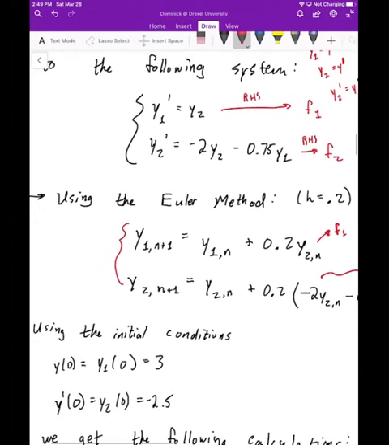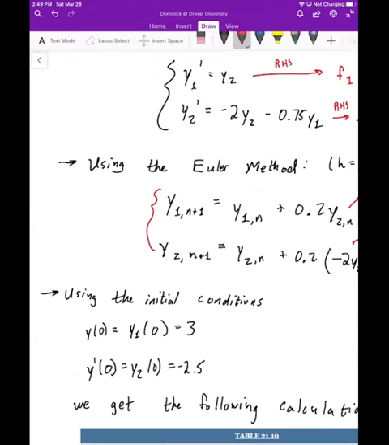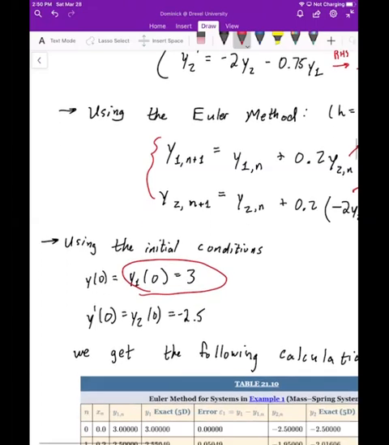Now, of course, if we use the initial conditions, that's what allows us to calculate this. The first initial condition was that y0 is equal to 3, but y0 is evaluating y1 at 0, so we have an initial condition there of y1 of 0 is 3. And then y prime of 0 is negative 2.5, which says that y2 of 0, since that's y prime, is negative 2.5.